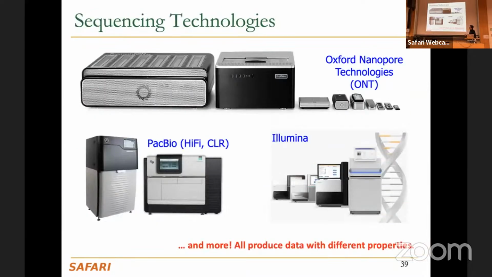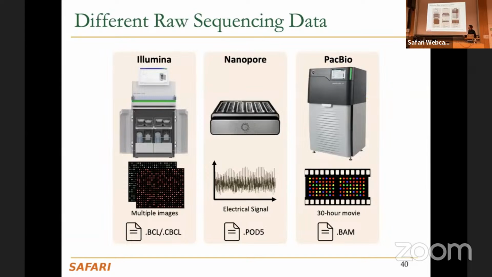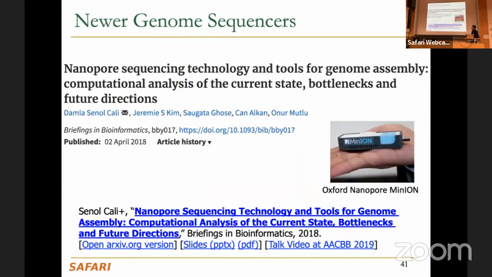There are many sequencing technologies that we can use to generate this genomic data, and each of them, depending on the technology that they use underneath, generates different types of raw sequencing data. And we look at these newer sequencing technologies and the opportunities related to them.